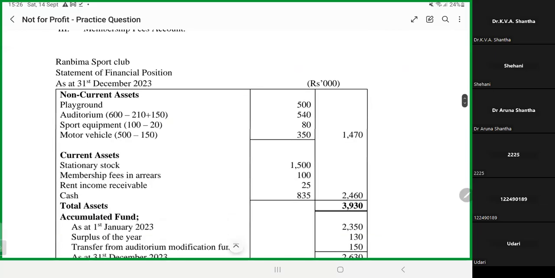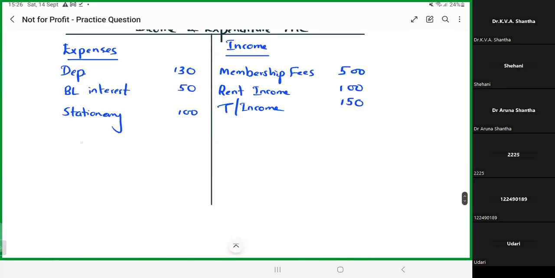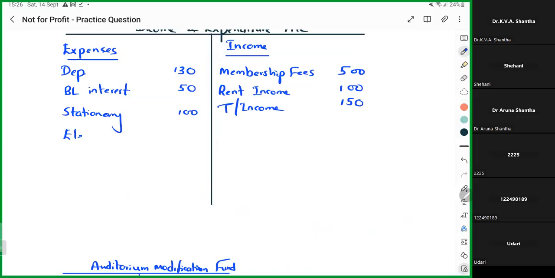So under expenses, electricity, $60, maintenance, 75, ground staff, 80. Ground staff fees 80.